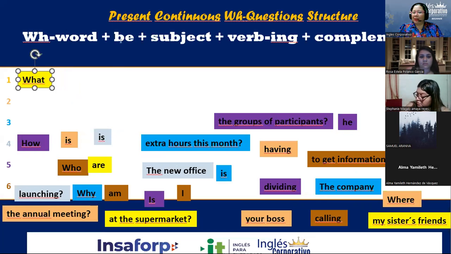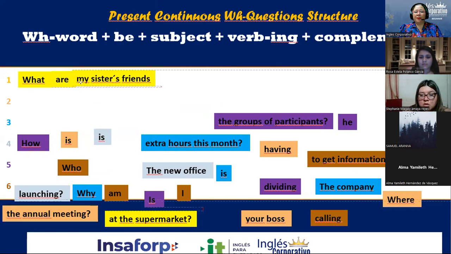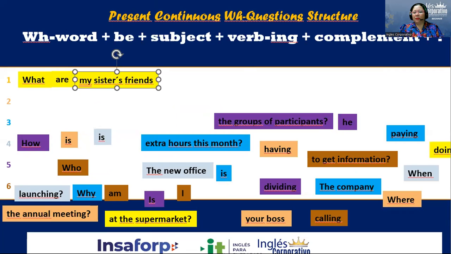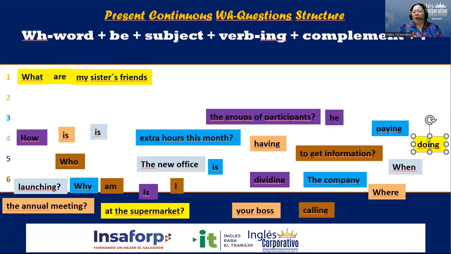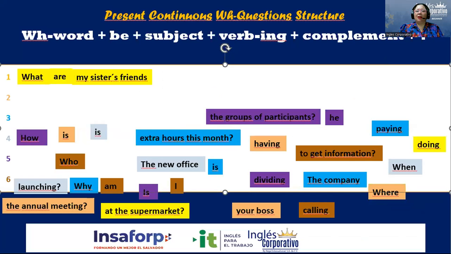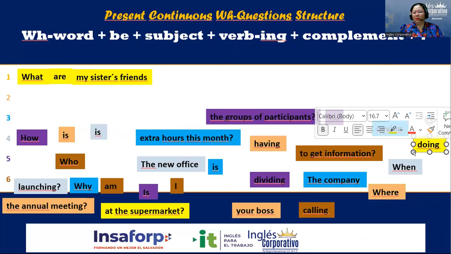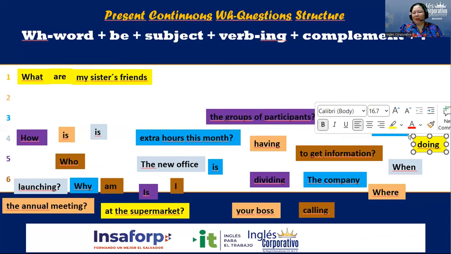What goes next? The be verb, all right, here I have one be verb, maybe that is the one we need. Then the subject, it could be this one, right? My sister's friends, right? Okay, now, the verb plus the ing. Well, actually, I don't see it. So you see it? Doing, it's right here. You see? I move doing, right? Then we go get this one.